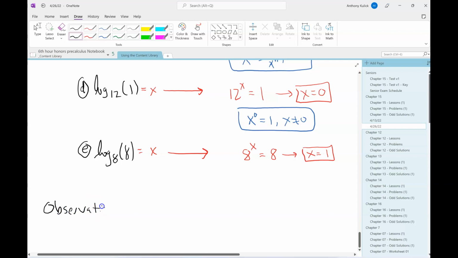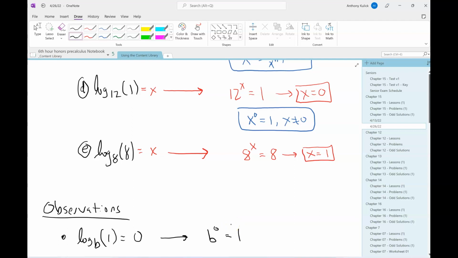So some observations based on what we just saw there. First one, log base b of 1 has to equal 0. Always, right? Because b to the 0 is equal to 1. And since I know b is the base of a logarithm, it's positive and not equal to 1, so I don't have to worry about the 0 to the 0 possibility there. Everybody's cool?